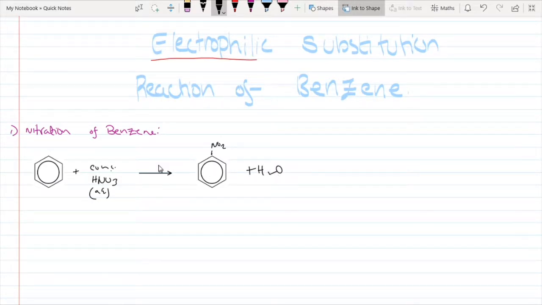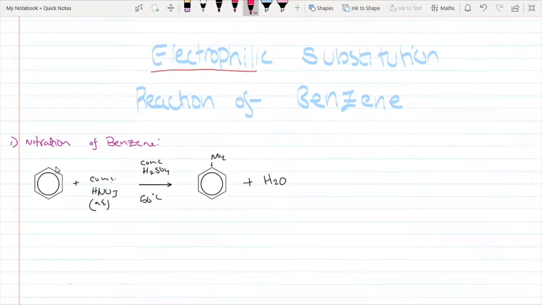Now the reagents and conditions for this reaction: we require a catalyst, and the catalyst in this reaction is going to be concentrated sulfuric acid, H2SO4, and the temperature we need to maintain is 50 degrees Celsius. If the temperature is above 50 degrees Celsius, we will form, let's say, dinitrobenzene or trinitrobenzene, so it would undergo more than one substitution reaction.